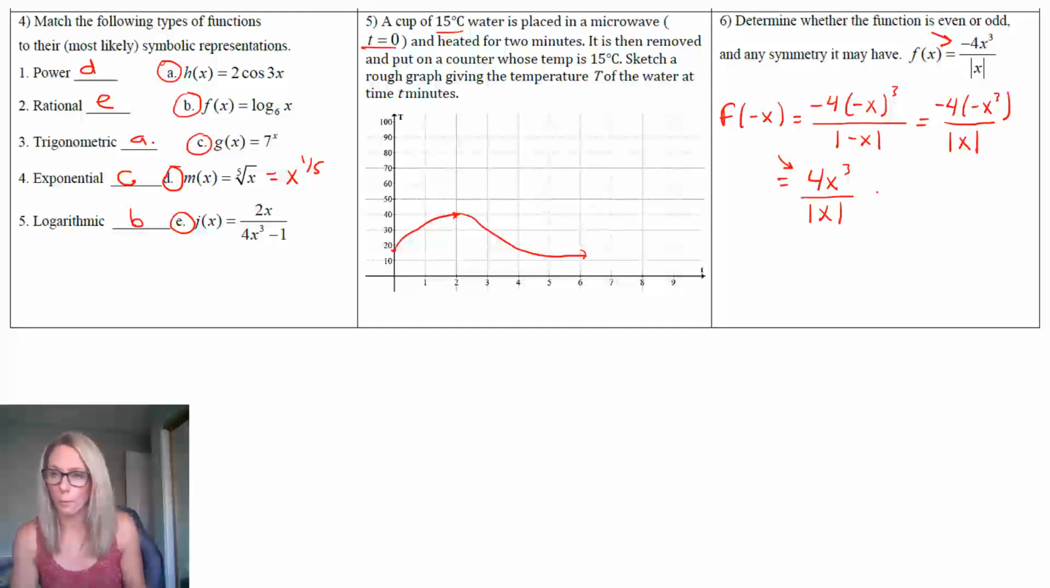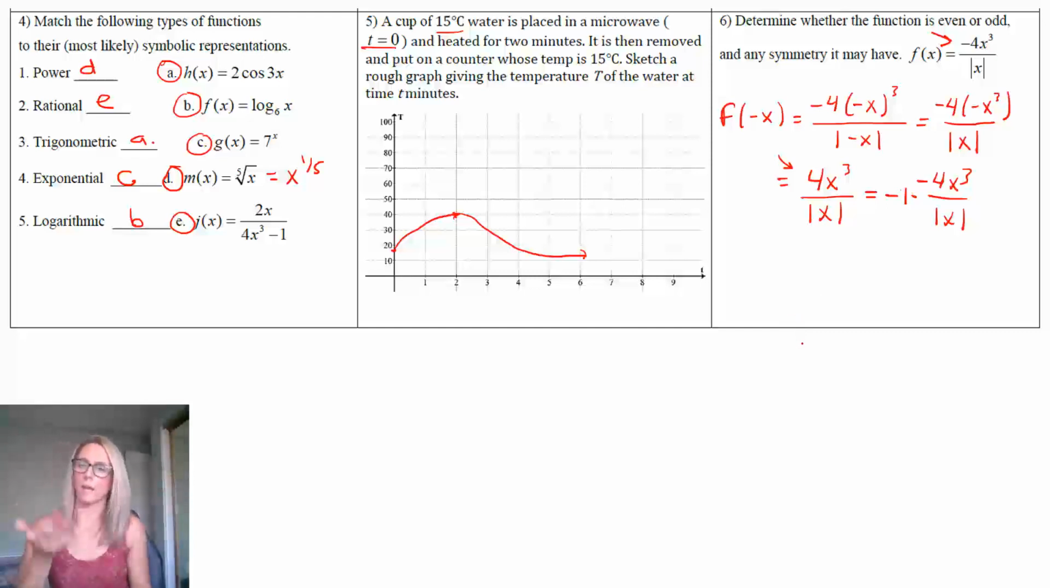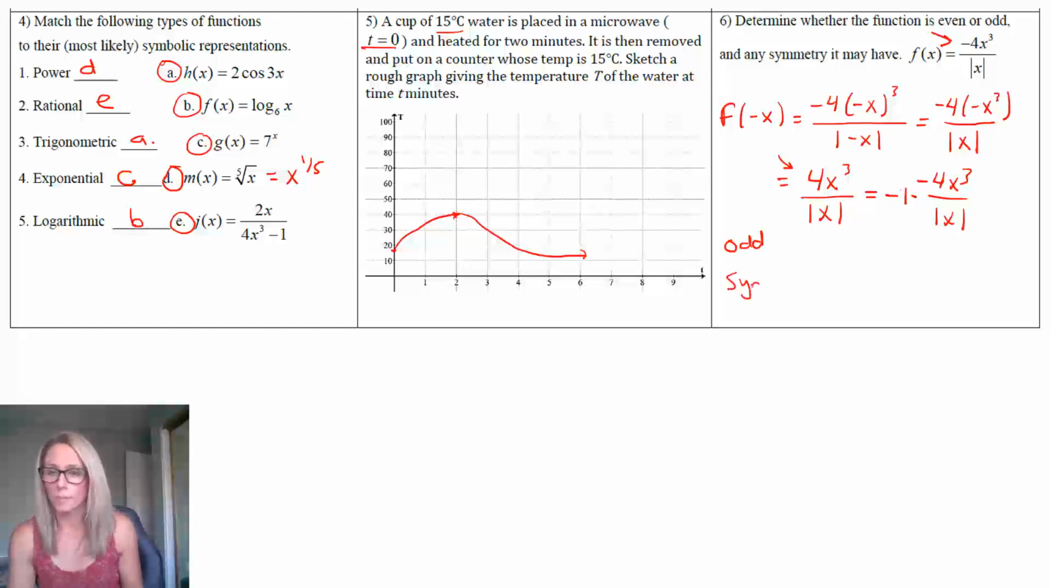So if you really want, you could see it as negative 4x cubed over the absolute value of x. You could see it like that if you wanted to. But the idea is it's just the negative of what we started with. And so that tells us that the function is odd and has symmetry over, if you remember from part 1, symmetry over the origin.